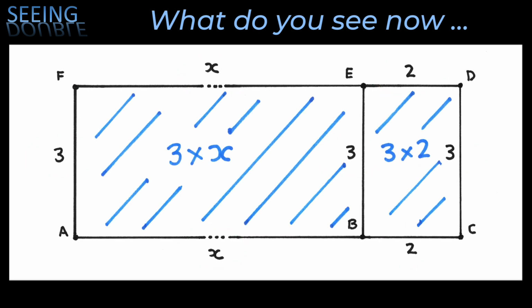Did you see 3 times x? Can you see 3 times 2? These labels represent the area of rectangles ABEF, which varies according to the rule 3x, and the area of rectangle BCDE, which does not vary and is equal to 3 by 2, or 6.